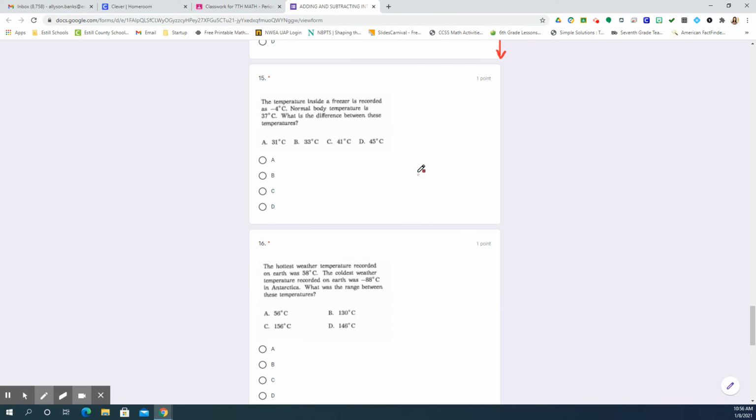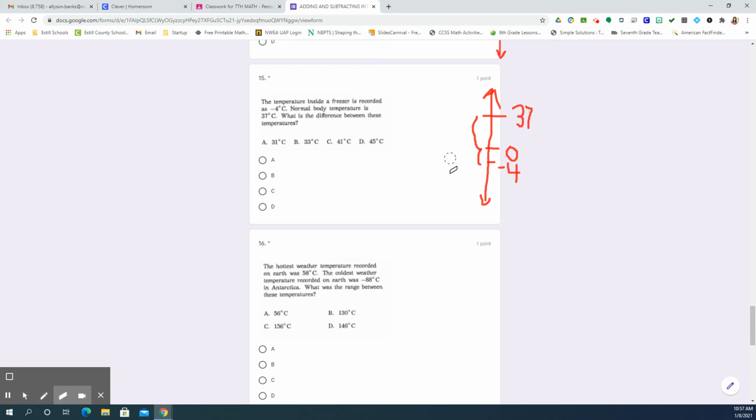Okay, the temperature inside a freezer is recorded at negative 4 degrees Celsius. Normal body temperature is 37 degrees. What's the difference between these temperatures? Okay, well, this is a vertical number line question. So you've got your 0. You got 37 up here. And you got negative 4 down here. Okay, so you have to determine the difference from 37 to 0 and 0 to negative 4. So what is the whole difference right there?